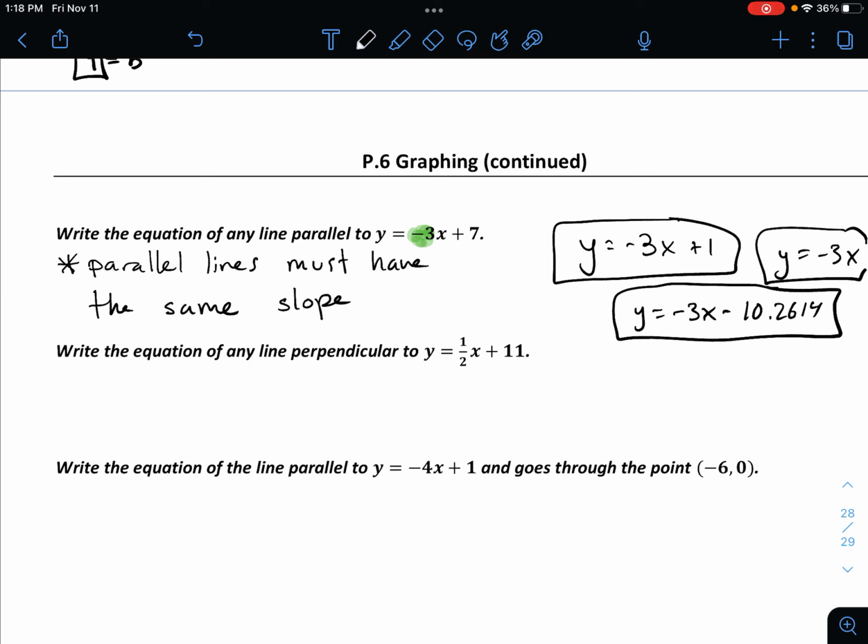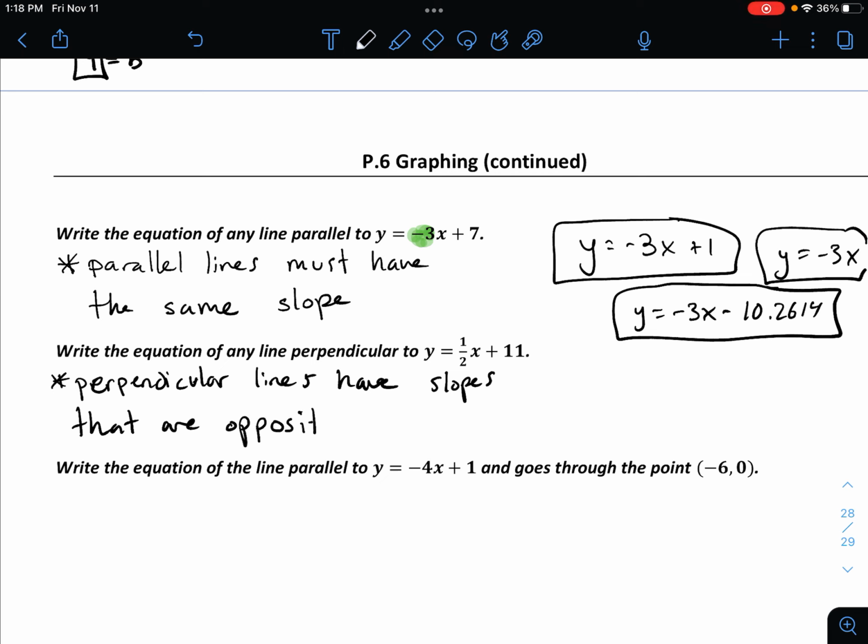Next, we want to write the equation of any line perpendicular to this given line. So perpendicular slopes are opposite reciprocals. All right, so perpendicular lines have slopes that are opposite reciprocals.